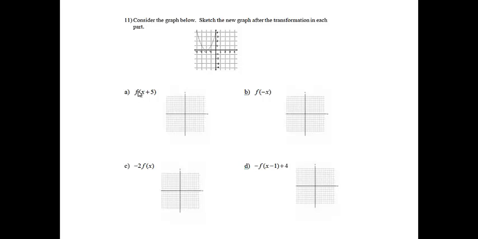I do know that x plus 5 is going to move the entire graph to the left 5 places. So I notice that right now the point is at -2, 0. If I go left 5 from -2, 0, that's going to put me at -7, 0, which is going to be about right there. I'm just going to do my best.